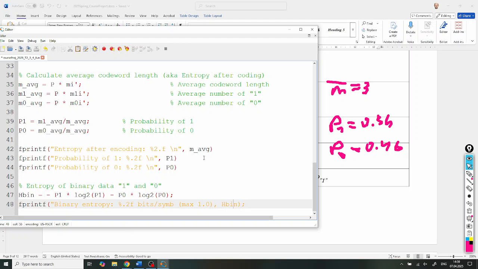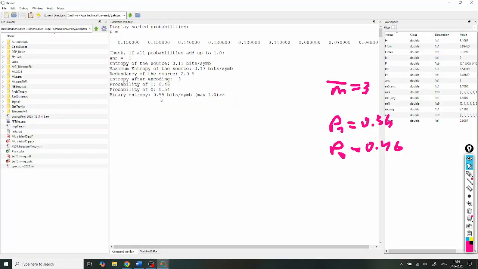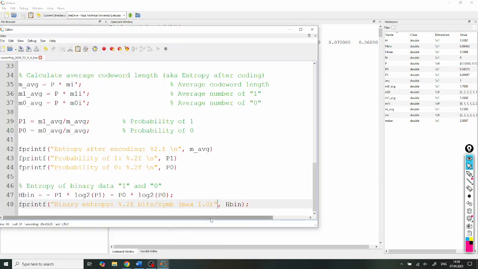I need also to put these quotes on, like so. So binary entropy is actually very close to 1.0. Yes, so we can say that from the perspective of binary data, we are almost optimal. Well, let me just add a new line here.